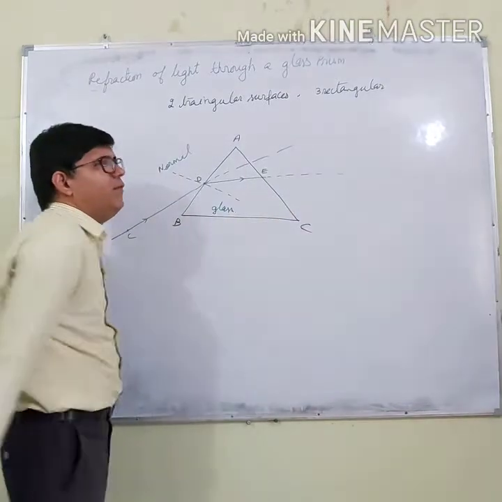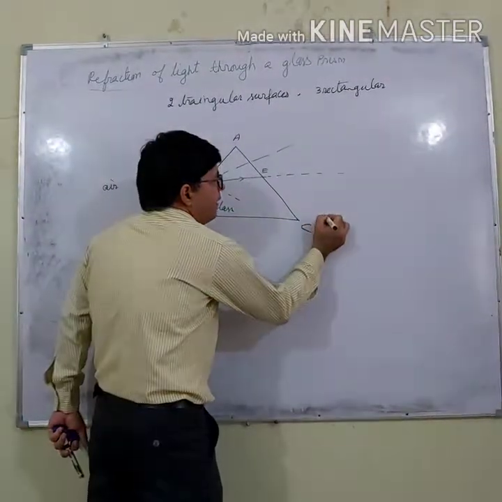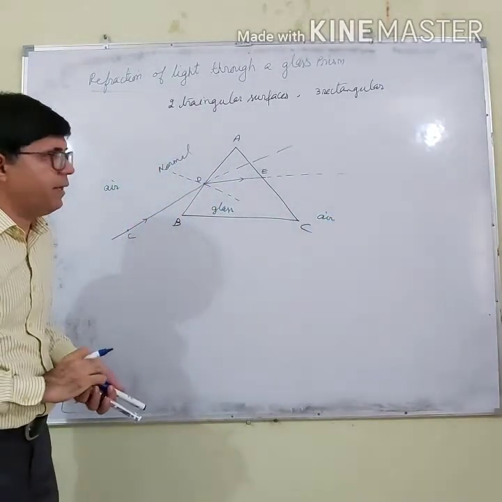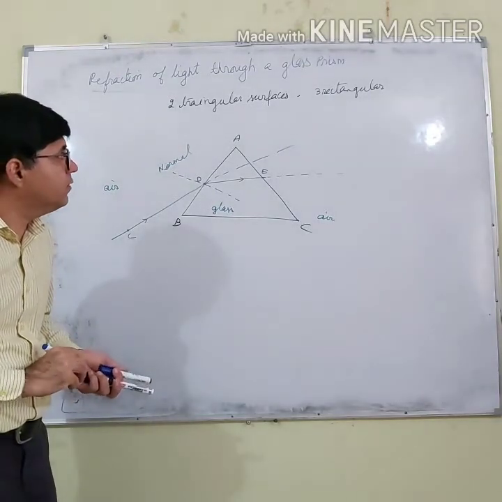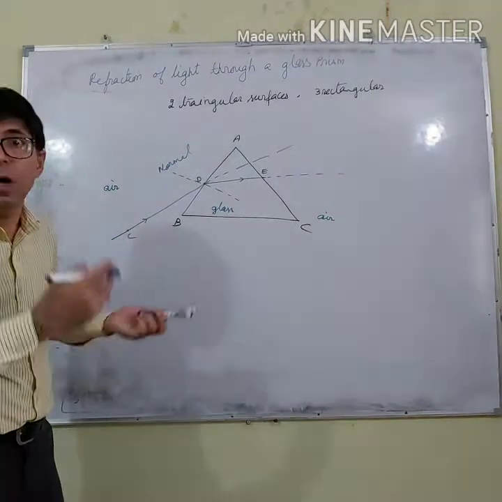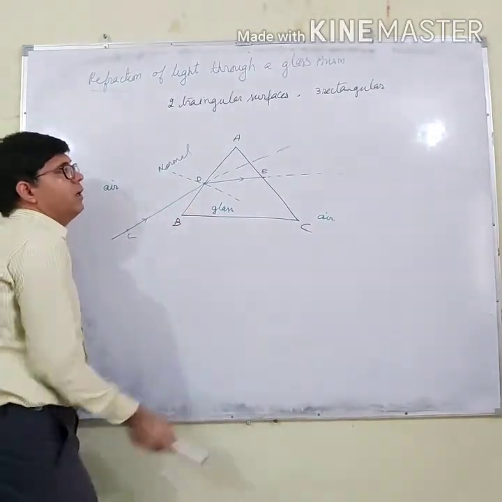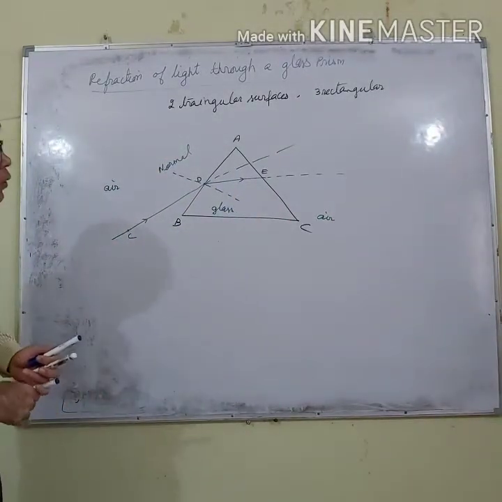So what will happen after AC? Let's check it out. Here is glass, and here we have air. Glass is a denser medium and air is a rarer medium. So what will happen to this ray of light? It will move away from the normal. In the earlier case, it moved towards the normal. When it is moving from glass to air, it will move away from the normal.